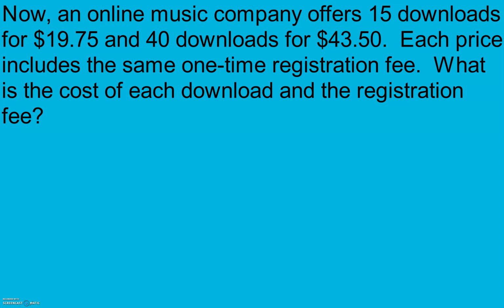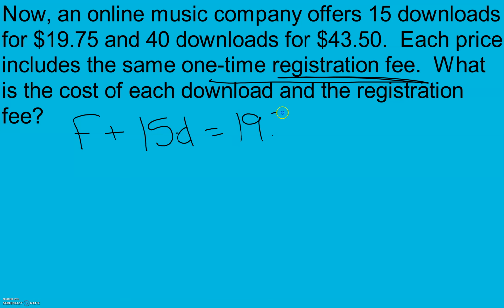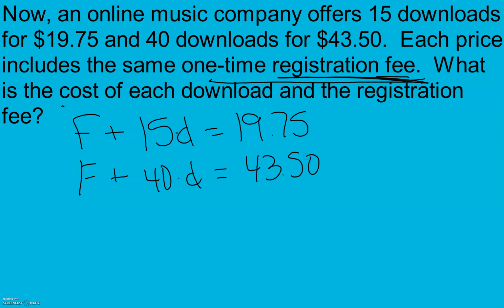So for my first option, I have a one-time registration fee for both, and I get 15 downloads. So 15 times some cost d, we don't know, the cost per download, equals $19.75. Or we have that same fee plus 40 downloads. So 40 times the price per download to give us $43.50. And here's my system of equations.